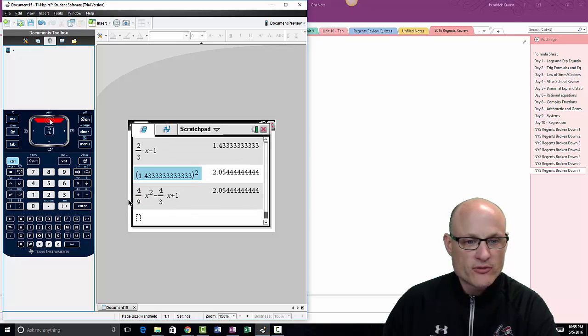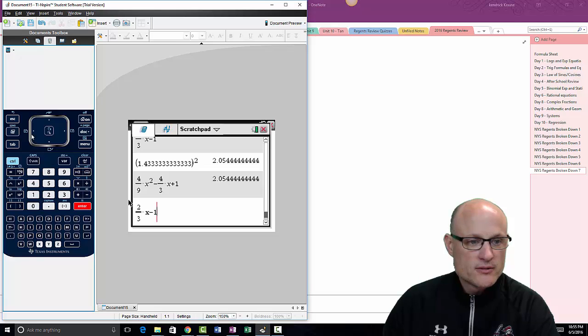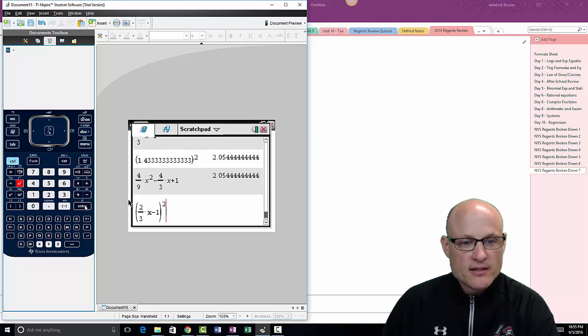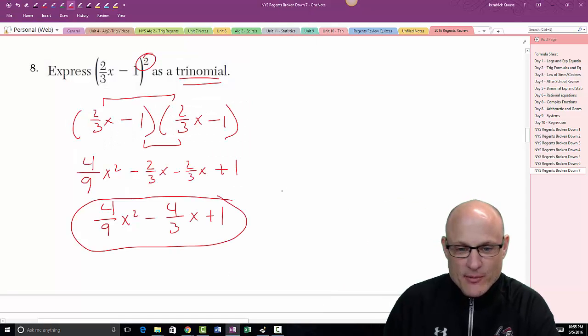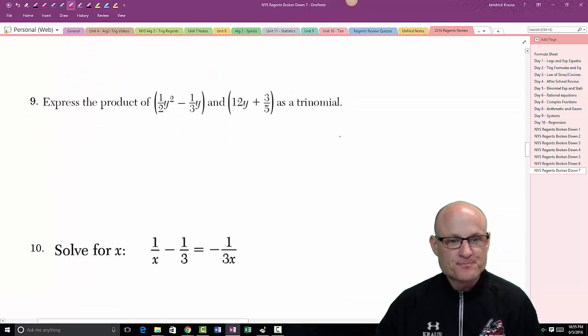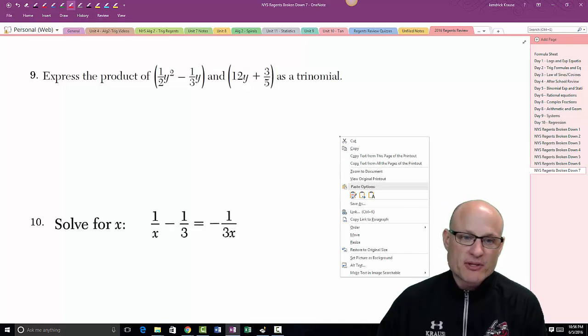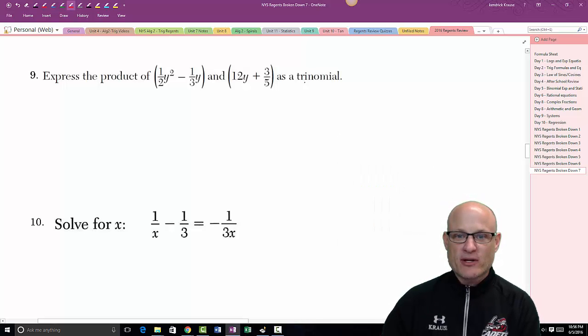And just to show you that it works, come back to this one. Put it in parentheses. This is the way it should have looked, because this is exactly what I was given. And you'll notice that they're exactly the same. Ka-ching! Money! This one really messed up kids because it had fractions, but it says express as a trinomial.